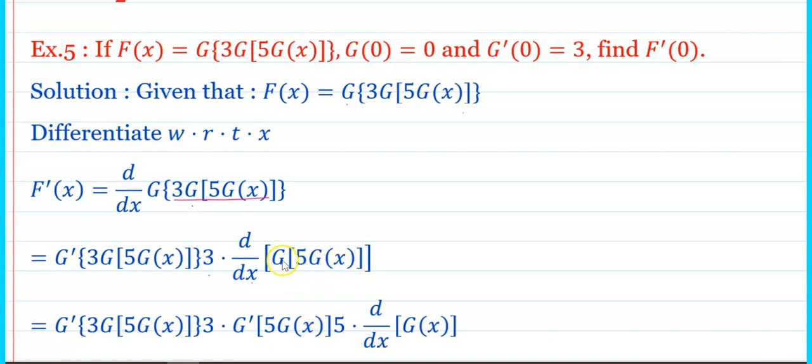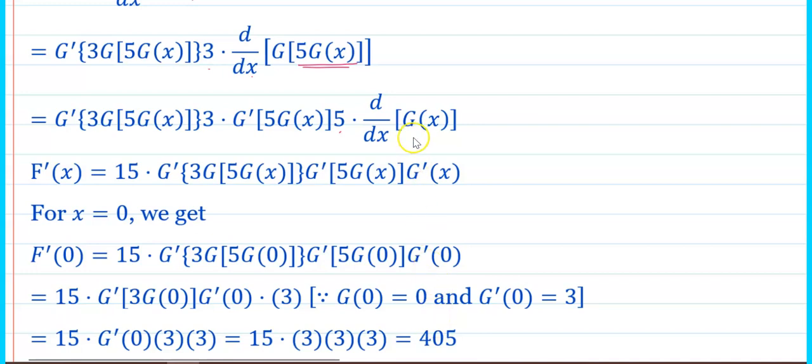Again, what will be the derivative of this g? G dash of 5g of x into d/dx of this quantity. 5 is a constant, so we take it outside. And d/dx of g of x is g dash of x. Derivative of g of x is g dash of x. Now see this here. This 3 into 5 makes 15.